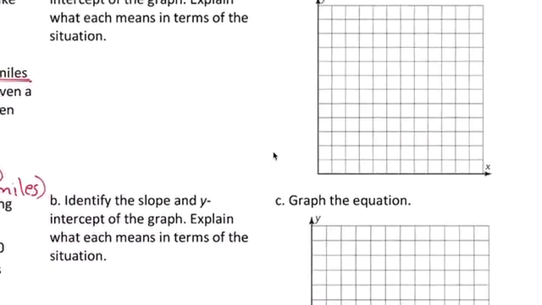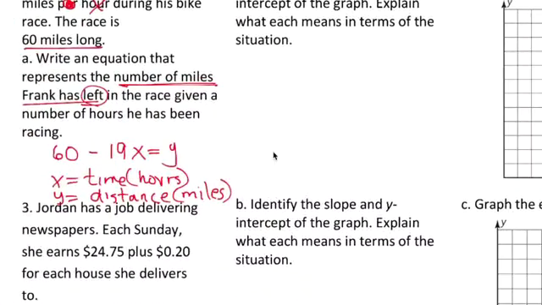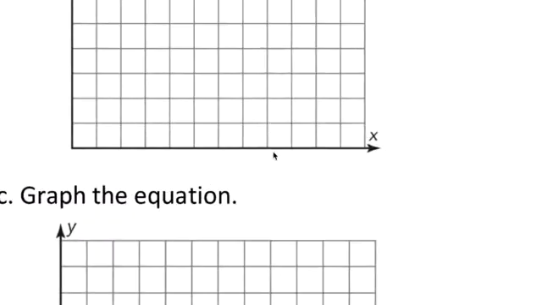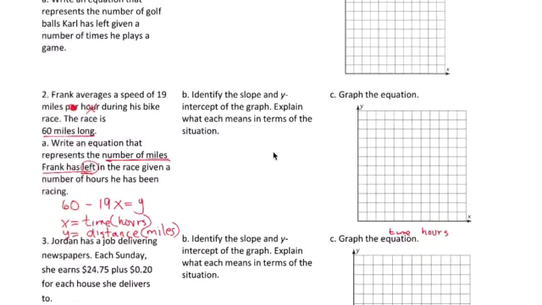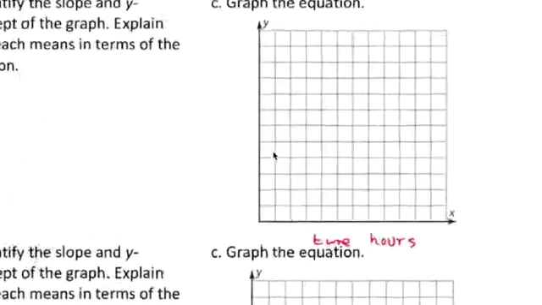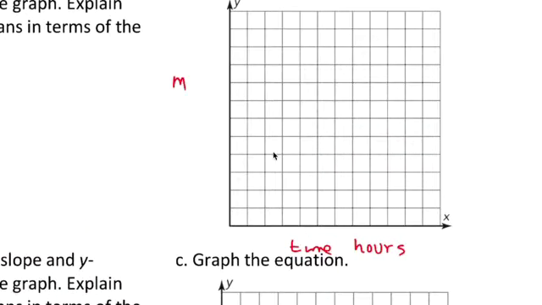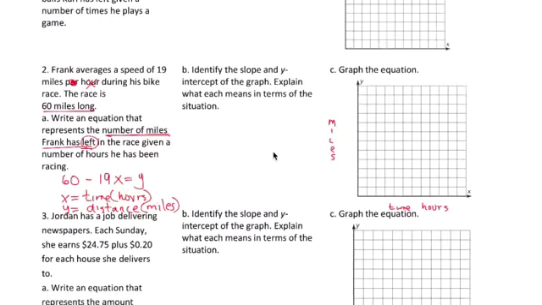That's how you do it. So here you label what it is: time in hours, and distance in miles. Let's put miles here. I would just do a table.